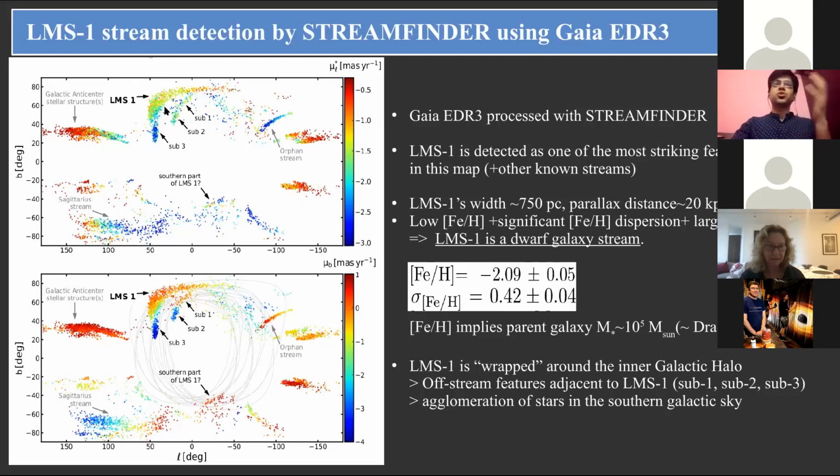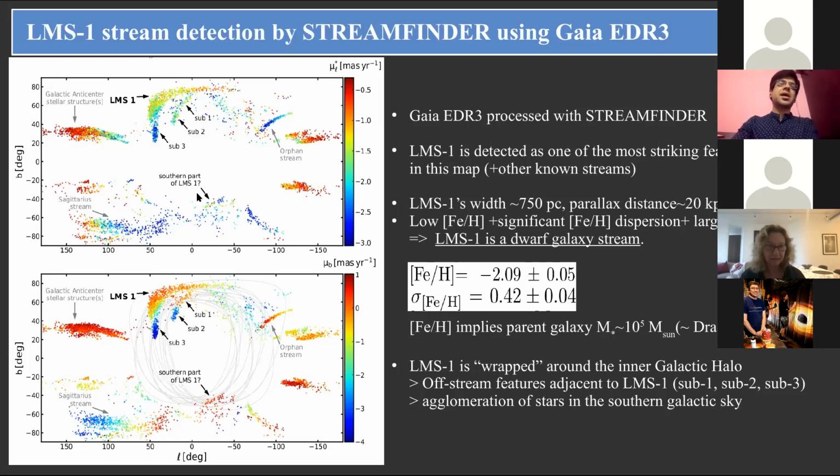But of course, we do not know the dwarf galaxy of this stream because perhaps it has been completely disrupted. So we do not find any overdense clump along the orbit of LMS1. The stellar mass and metallicity of LMS1 imply that its parent galaxy had a mass of about 10 to the 5 solar masses or so. So the parent galaxy was probably much like the Draco dwarf galaxy that we see present today. You can also see some of the other features associated with LMS1 that we dubbed as sub-1, sub-2, sub-3.